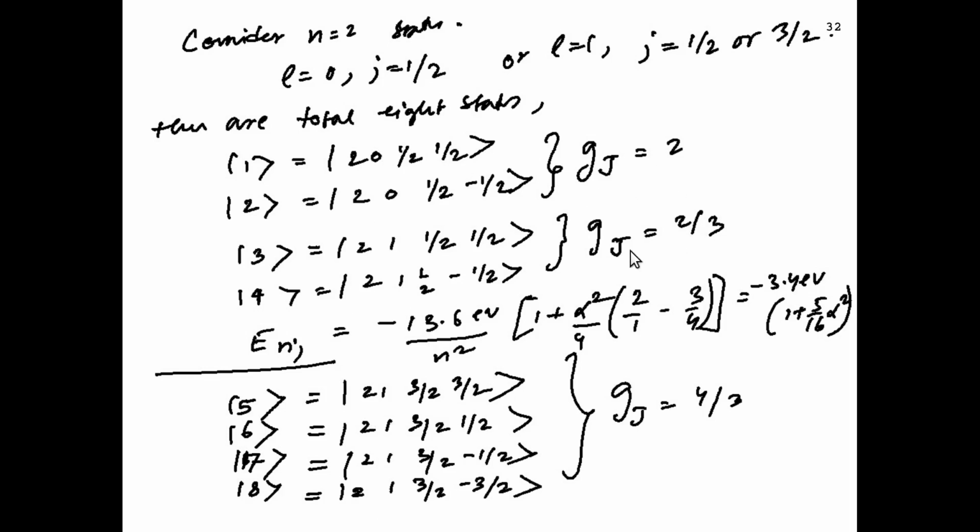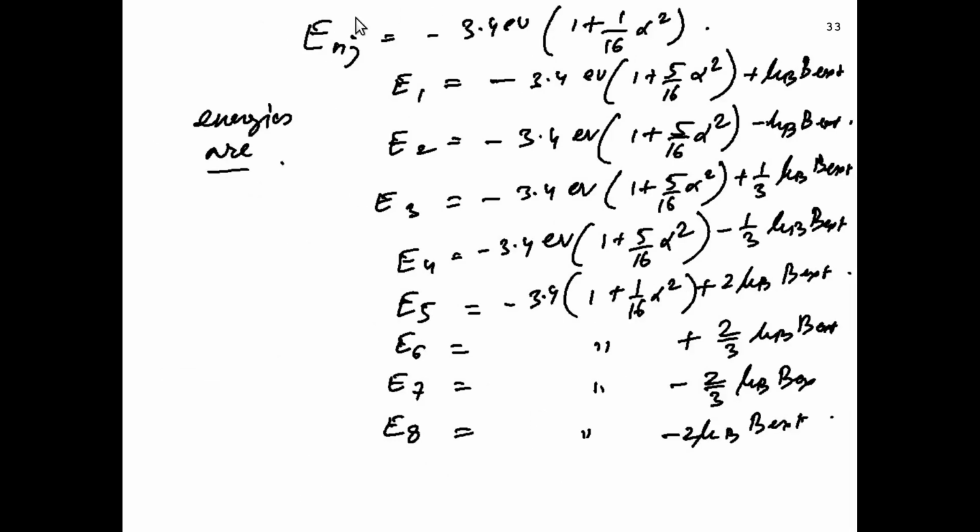It becomes 2 by 3 for these two states, and then we can easily compute the E_J for these two states, and that turns out to be this 3.4 electron volt times 1 minus 5 by 16 alpha square. For these 4 states, it will become g_J equal to 4 by 3. Okay. And for that you can also compute the E_J.